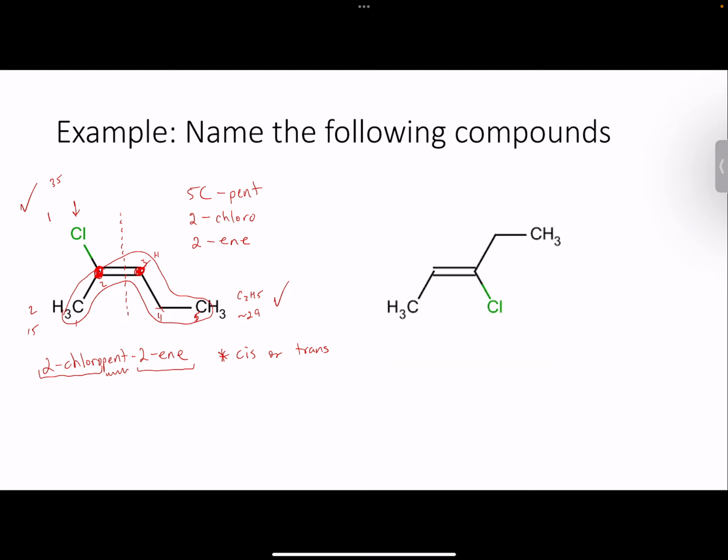When I look at this, my heaviest branches are above and below. They're on opposite sides of the double bond. So this is the trans isomer. To rewrite that, I would simply say trans-2-chloropentene. And that's our final name here.